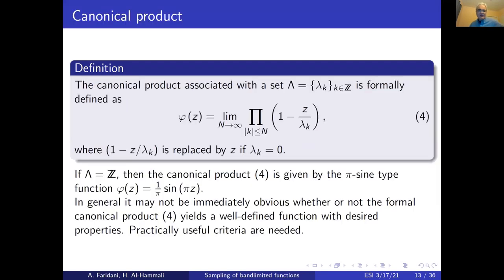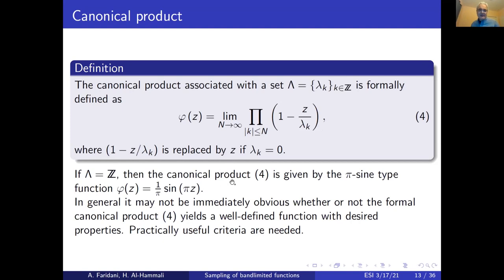Then, for zero sets of pi sine type functions, in general we can define a canonical product related to a discrete set lambda in a formal way. In this way, phi of z is the limit as n goes to infinity of the product over the absolute value of lambda k less than n of 1 minus z over lambda k, for lambda k an element of our set. If lambda k happens to be zero, the factor 1 minus z over lambda k is replaced by z.